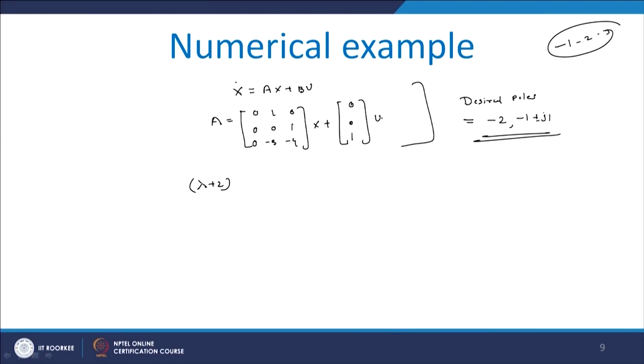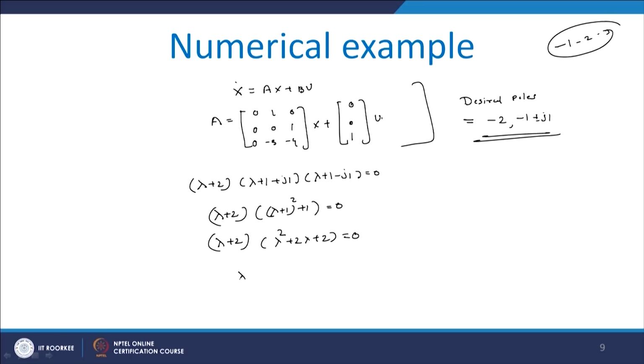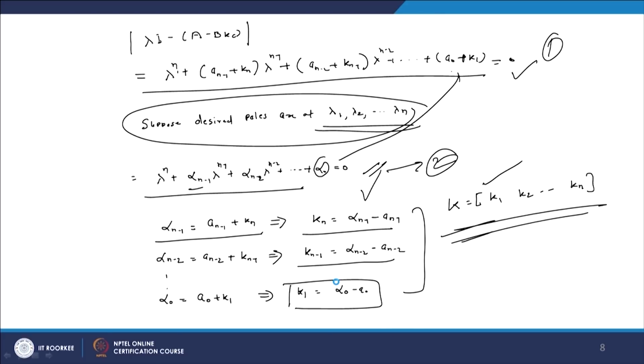So for the desired poles we solve the equation as (lambda plus 2)(lambda plus 1 plus j1)(lambda plus 1 minus j1) equal to 0, then here (lambda plus 2)((lambda plus 1) whole square plus 1) equal to 0. Now if you solve it, (lambda plus 2)(lambda square plus 2 lambda plus 2) equal to 0, and after solving it we will get lambda cube plus 4 lambda square plus 6 lambda plus 4 equal to 0. Now this is my desired characteristic equation. This is similar to our earlier equation, lambda raised to n plus up to alpha 0. So this equation we have got here.